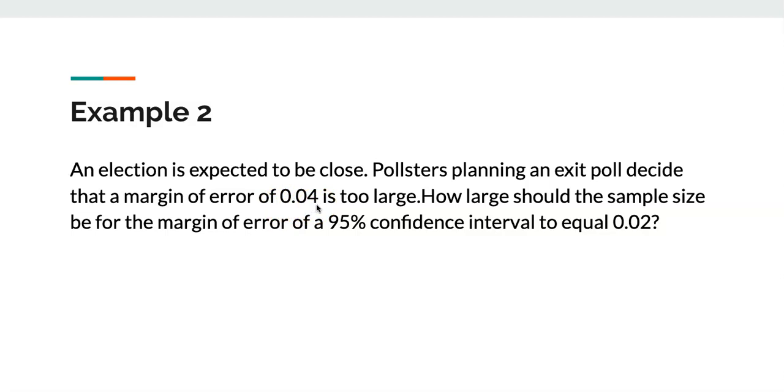Okay, so you know what they want now? They want us to make that margin of error smaller. How large should the sample size be for the margin of error of a 95% confidence interval to equal 0.02? Look what they're doing. They want the margin of error to be half. They're asking a lot, but we'll do the math and find them the sample size. If they want to cut down that margin of error from 0.04 to 0.02, we better go up on the sample size. If they want a more accurate result, then they better pay for it. They're going to have to sample more people, spending more time, right?